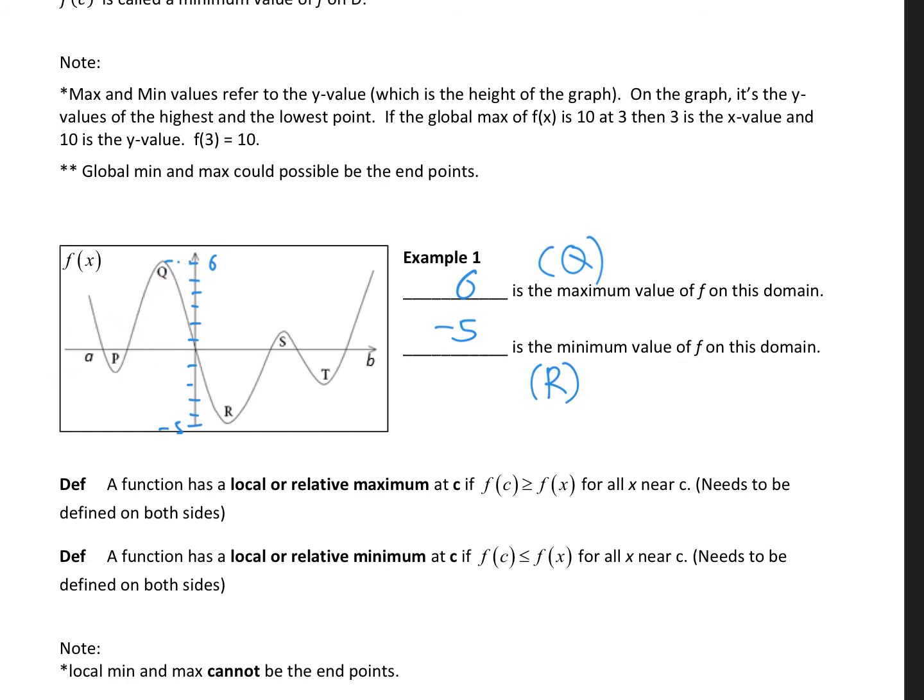Like Q, look at S. It's not the highest point of the whole graph, but it's the highest point in this region, right? So we'll talk about that in a bit. Actually, that's the next topic.